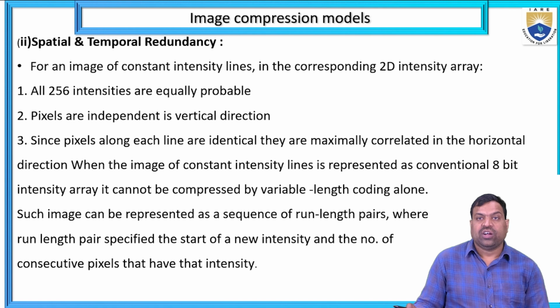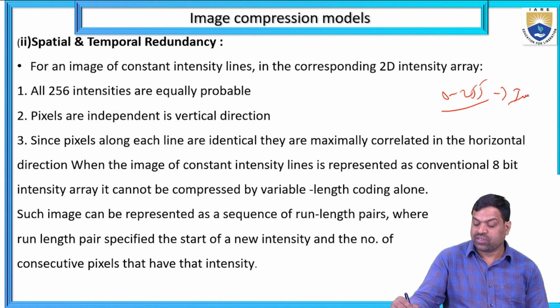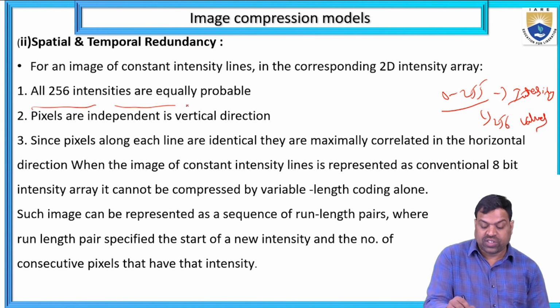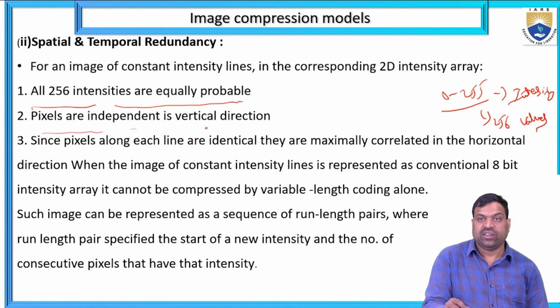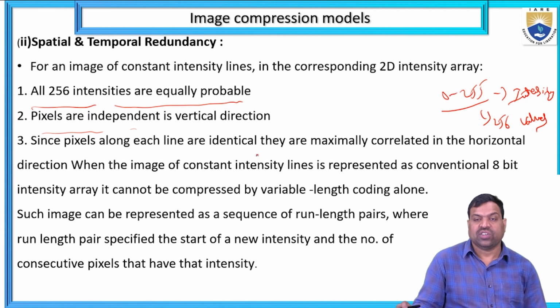So another one is spatial and temporal redundancy. For an image with constant intensity lines, in the corresponding 2D intensity array, all 256 intensities are equally probable. So 0 to 255 intensity values are there, that means 256 values. The pixels are independent in the vertical direction. Since pixels along each line are identical, they are maximally correlated in the horizontal direction.